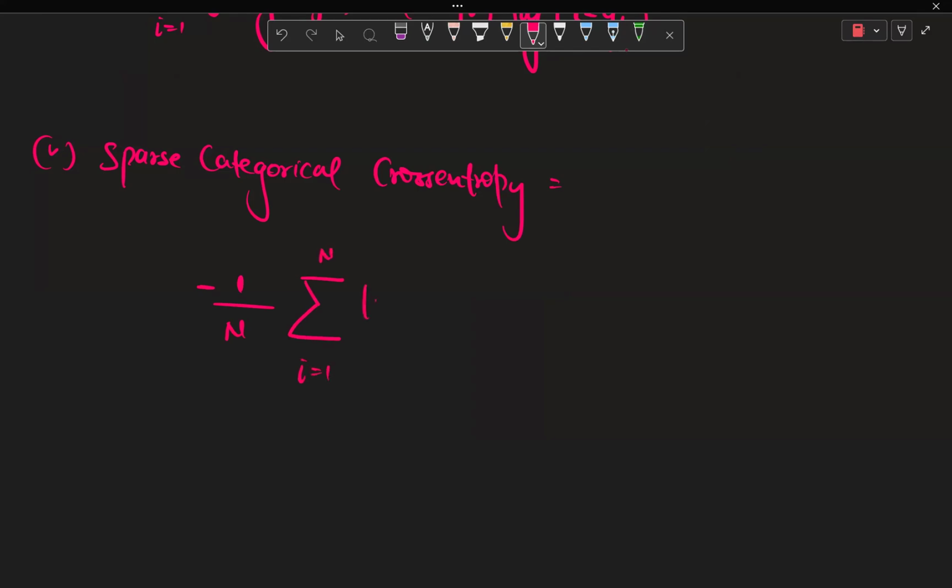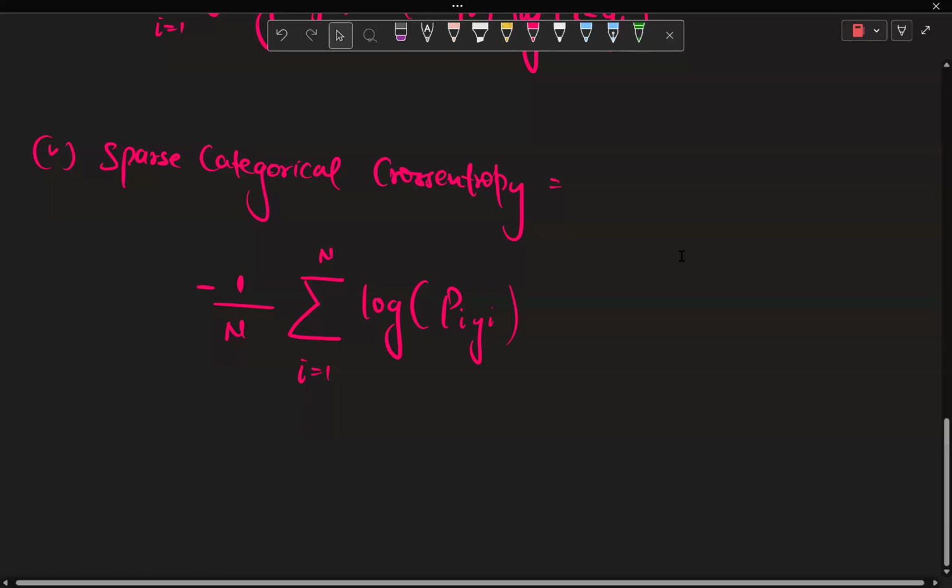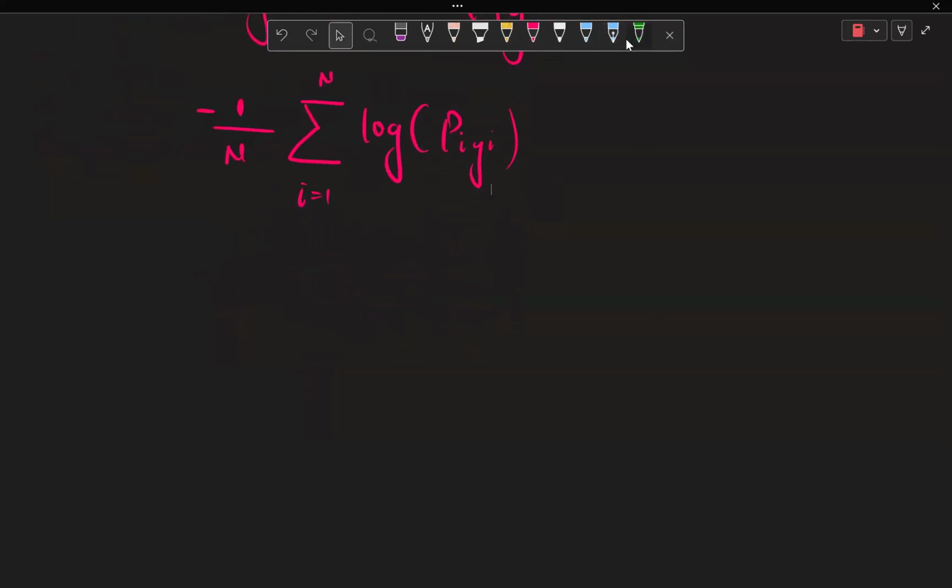And then log of pi, and then yi. What it means, I will write. When you open the internet, you will find some other notations also, but the formula will be the same. People can write other notations also.